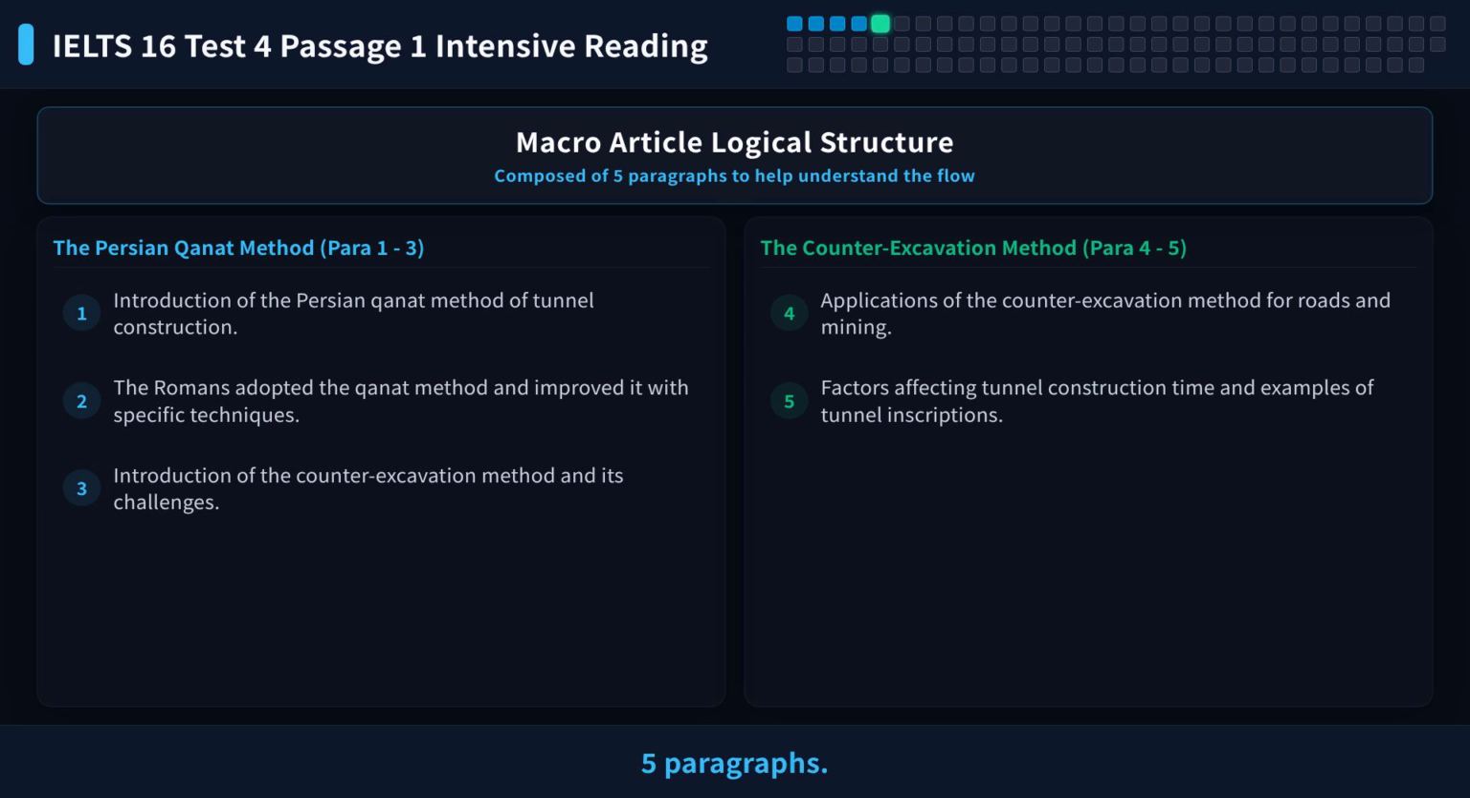This passage has 5 paragraphs. It is an expository text about Roman tunnel construction methods. From paragraph 1 to 3, it introduces 2 tunnel construction methods, the qanat method and the counter-excavation method. From paragraph 4 to 5, it introduces the use of Roman tunnels in different areas. From paragraph 6 to 9, it introduces the planning and factors affecting tunnel construction. The diagram questions mainly match paragraphs 1 and 2. The true/false/not given and short answer questions match later paragraphs.